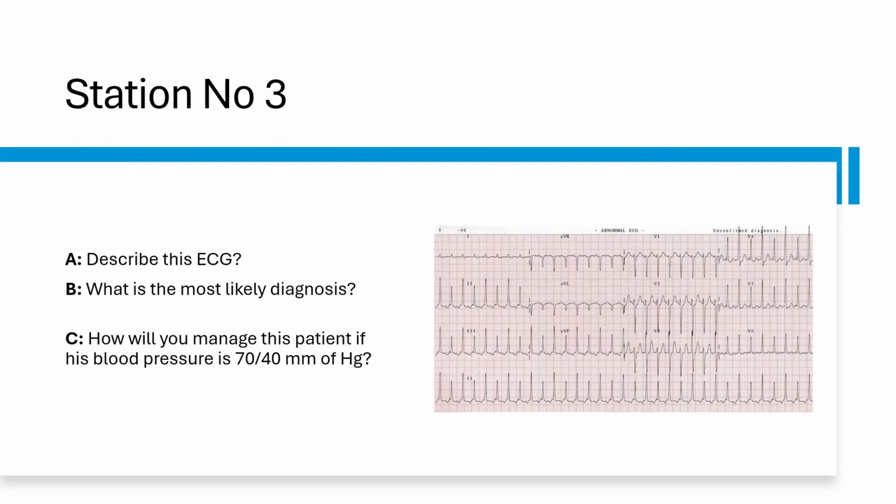Now on station number 3, there is again an ECG. Look at the ECG. You have to make its diagnosis, and you have to manage this patient if his blood pressure is 70 by 40 millimeter of mercury. Look at the ECG, guys, and make a diagnosis.